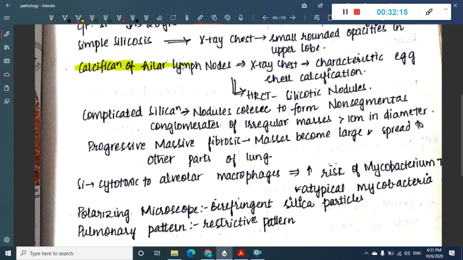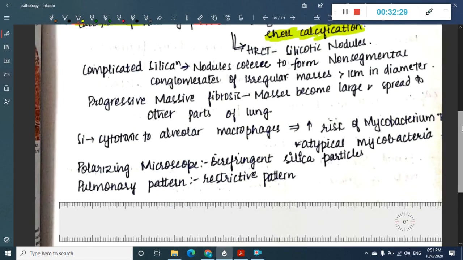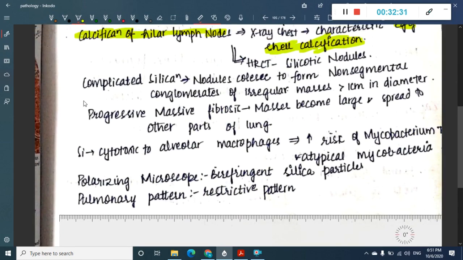So hilar lymph node calcification is an important process which occurs. Later in the HRCT also you can see this calcification, and this type of calcification in hilar lymph nodes is called eggshell calcification. Along with that, we have one more type of silicosis which is called complicated silicosis.